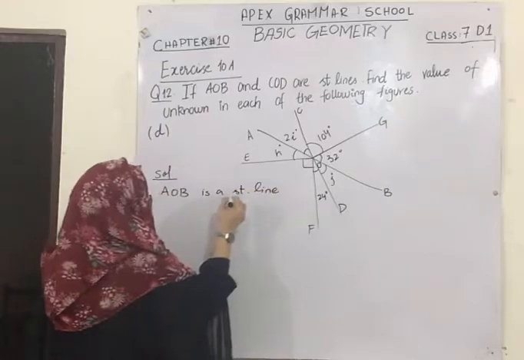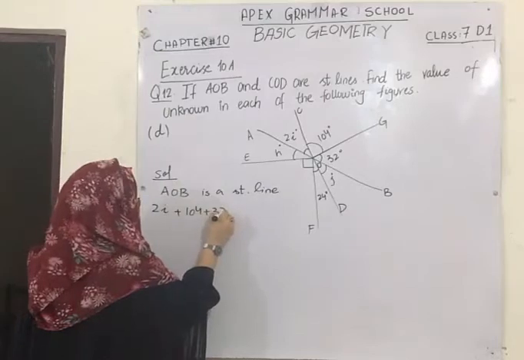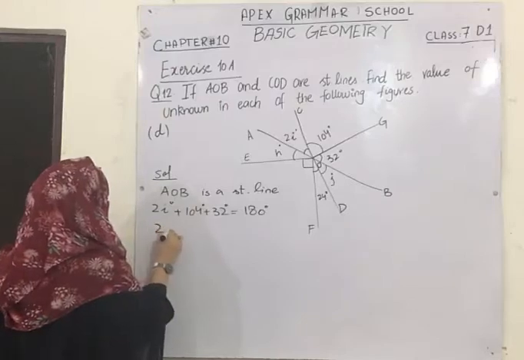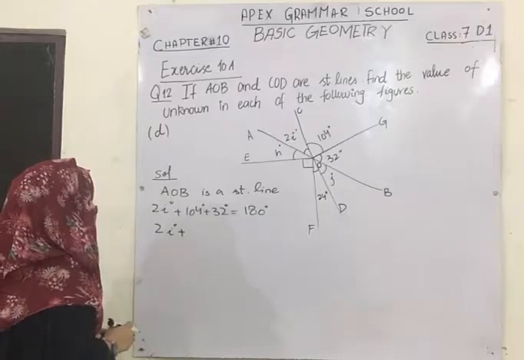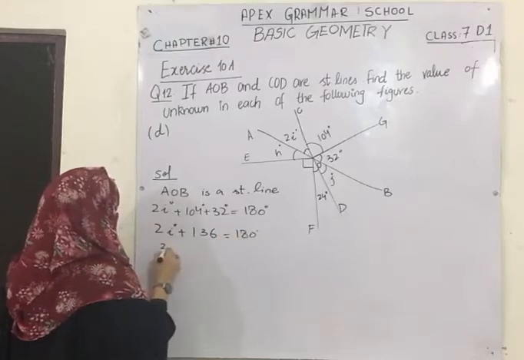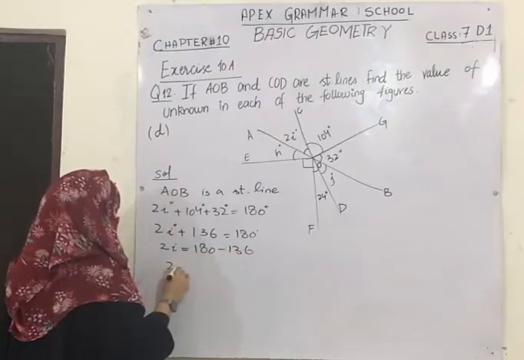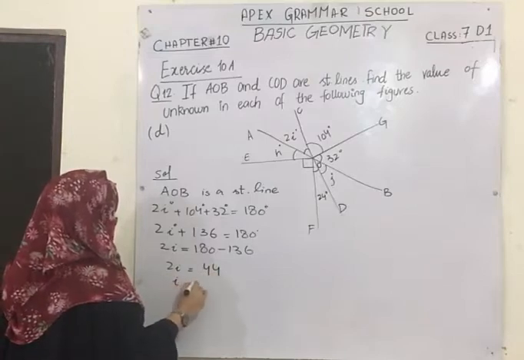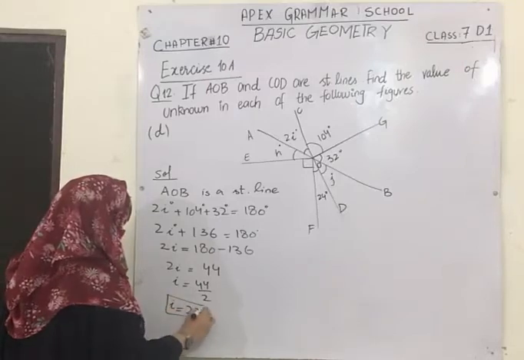So angles on AOB will add up to make 180 degrees. 2i plus 104 plus 32 will add up to make 180 degrees. 2i, 104 and 32 are like terms, so they will add. 136 is being added, on the other side it will be subtracted. 44. 2 is being multiplied, so on the other side it will be divided. So the value of i is 22 degrees.